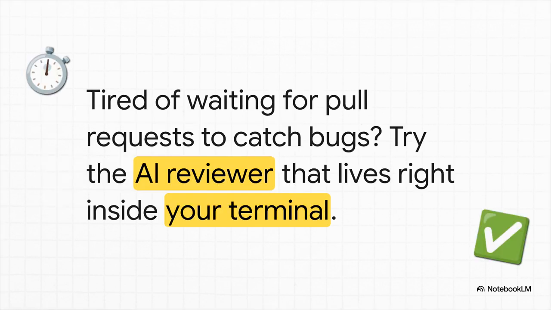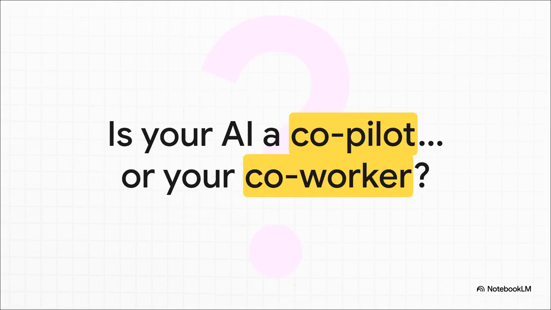So ultimately, if the pain of waiting around for pull requests and catching bugs way too late in the process sounds familiar to you, then the solution might just be an AI reviewer that lives and works right where you do, inside your terminal. And that leaves us with this really fascinating final thought. Tools like this are blurring the lines. We started with AI as a co-pilot, right? An assistant. But with these autonomous loops, are we entering an era where AI is less of a co-pilot and more of a true coworker? It's definitely something to think about.